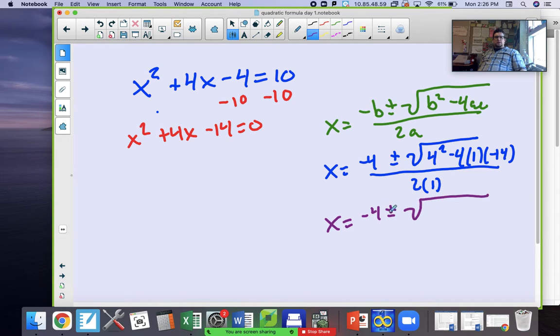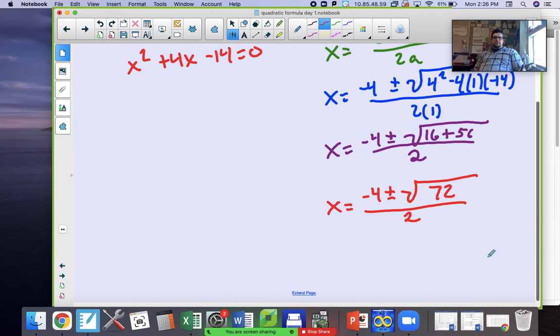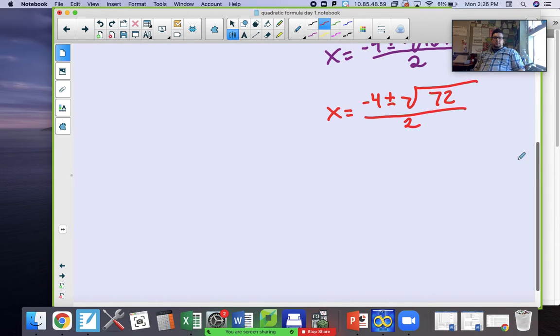4 squared, I'm sorry, I was looking at that one. 16. Negative 4 times 1 is negative 4. Negative 4 times negative 14, I believe, is 56. Yep. But that's a positive 56 all over 2. Combine what we have inside our square root. And since 72 is not perfect, we can't take and get a whole number.